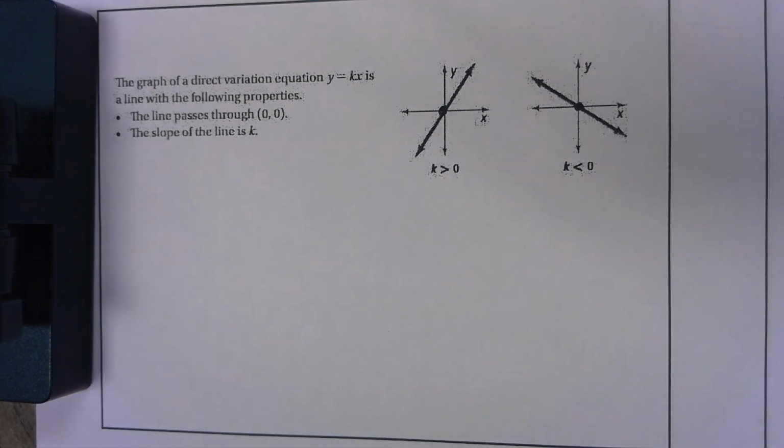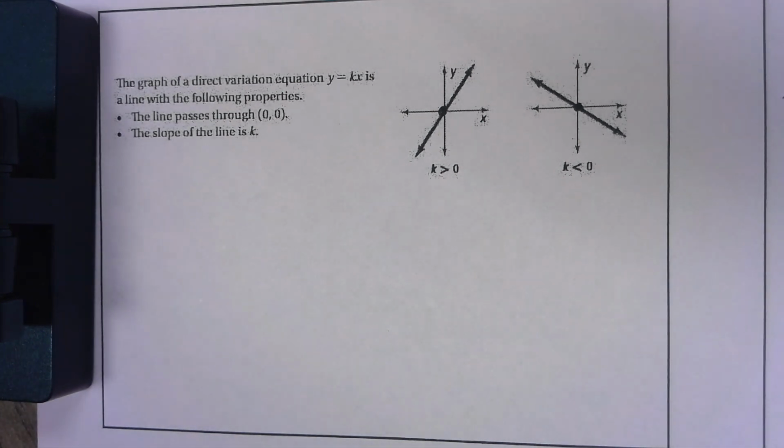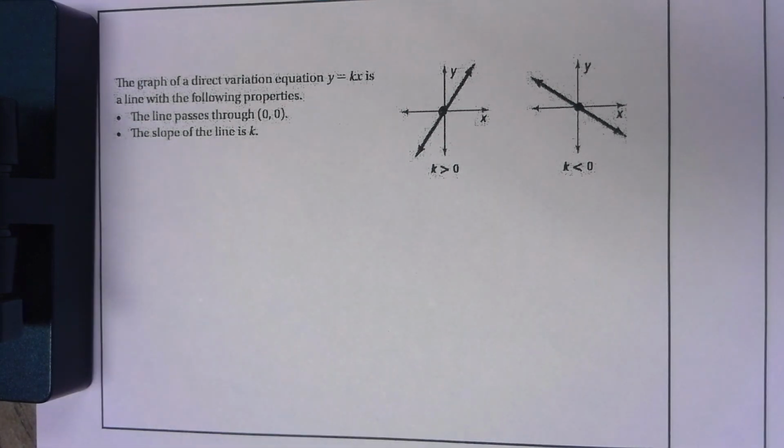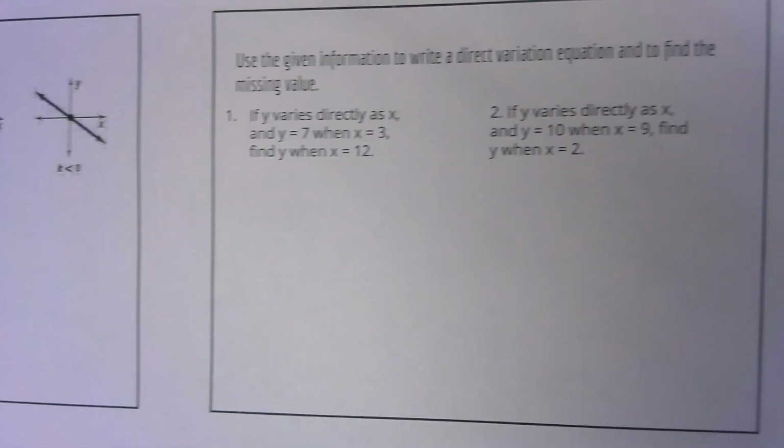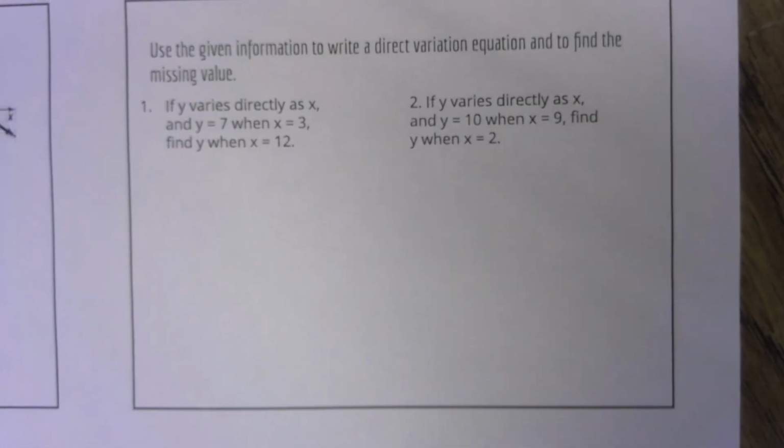It's very close, but not all the way there. And then the slope of the line is whatever that constant of variation is. Again, we haven't done much with lines, so I don't want to get too caught up in what that slide is saying. So let's jump over to our examples.